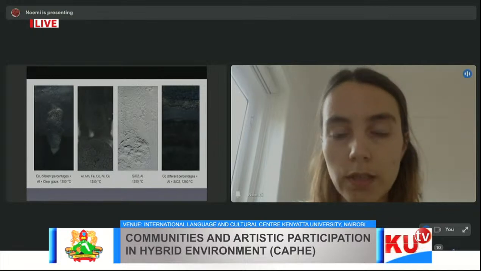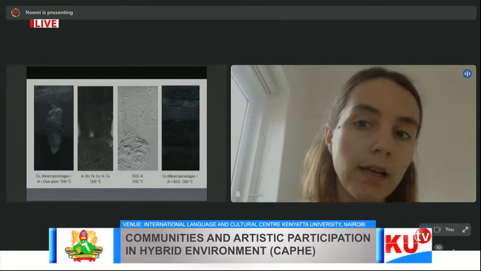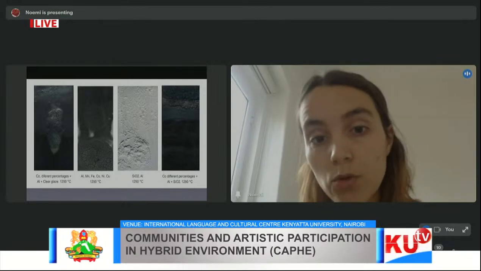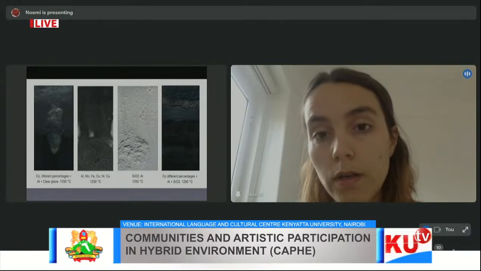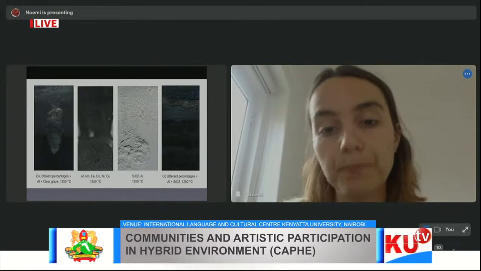And these were the second tests that I did, and in these ones I used mainly cobalt because it was the material that I was focused on and the material that I was researching.